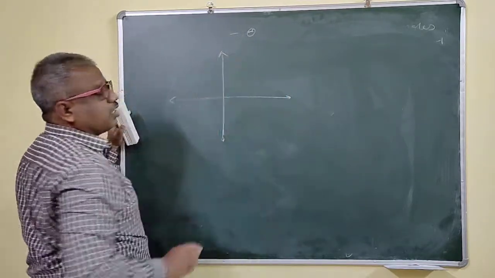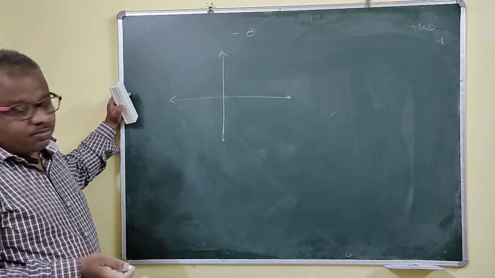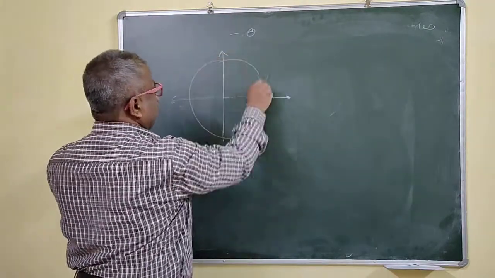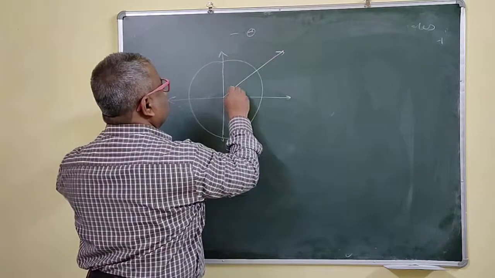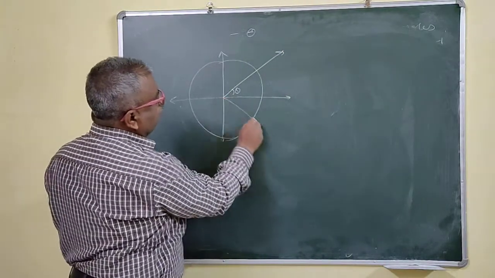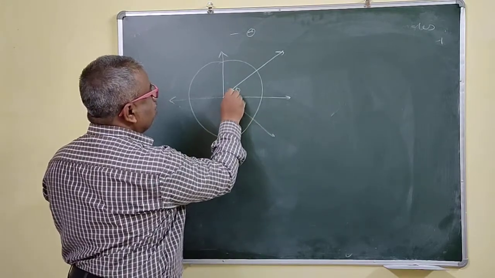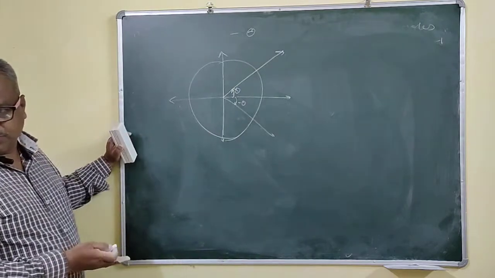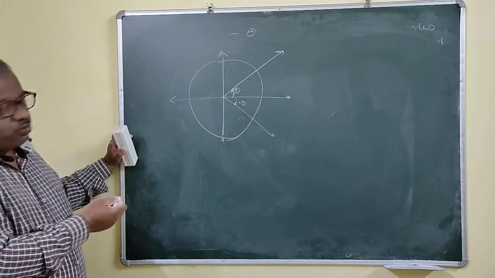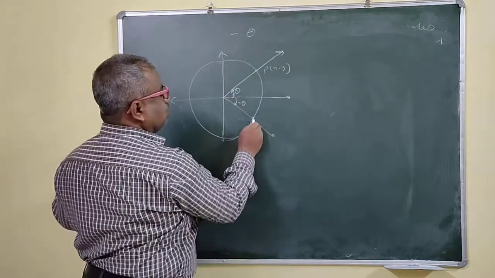We will write the relation between the trigonometric ratios of angle theta and the trigonometric ratios of angle minus theta. Suppose this is your theta. Then minus theta will be the same amount on the other side. Plus theta is the anti-clockwise direction, and minus theta is the clockwise direction. Suppose this is P of (x, y), and this is Q.